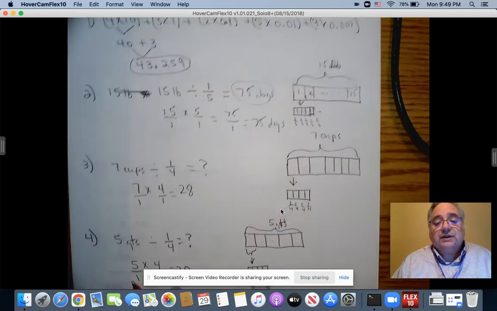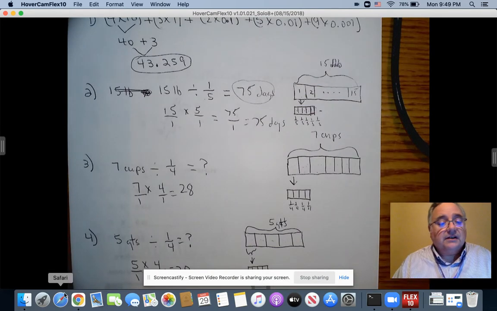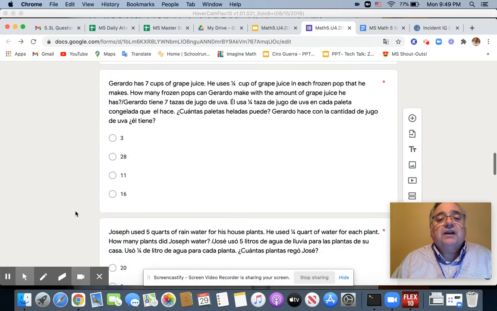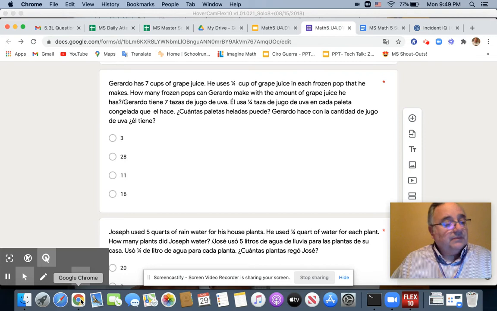Let's look at number 3. Gerardo has 7 cups of grape juice. He uses 1/4 cup of grape juice in each frozen pop that he makes. How many frozen pops can Gerardo make with the amount of grape juice he has? Well, back to the FlexCam.